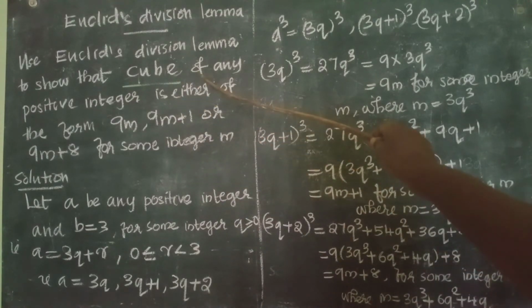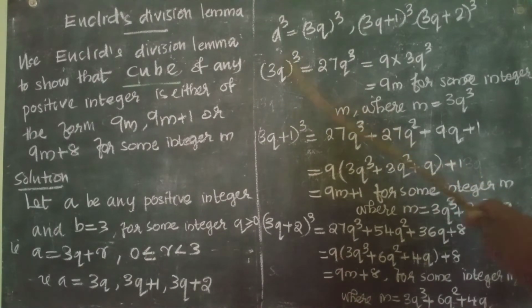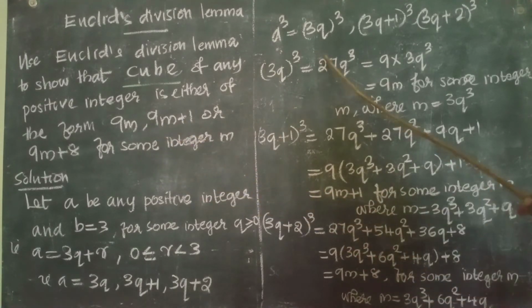The question is cube of any positive integer. So we need to find out the cube of a. That is 3q whole cube or 3q plus 1 whole cube or 3q plus 2 whole cube. 3q whole cube equal to 27q cube. That we need to change in the form 9m, 9m plus 1 or 9m plus 8. So 27q cube we can write as 9 into 3q cube. 3q cube we can replace by m. So we can write that is equal to 9m for some integer m, where m equal to 3q cube.